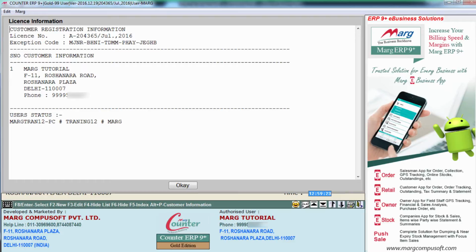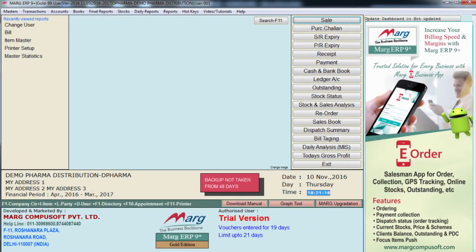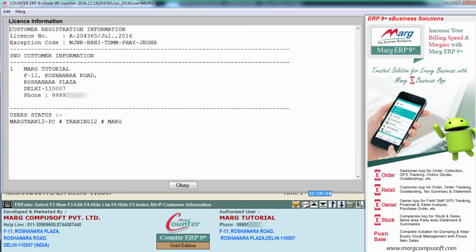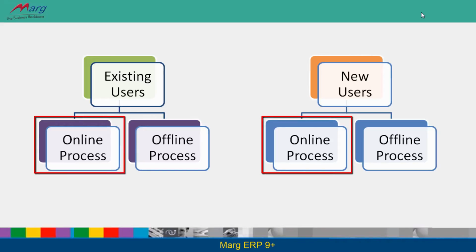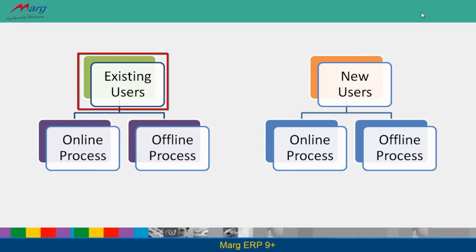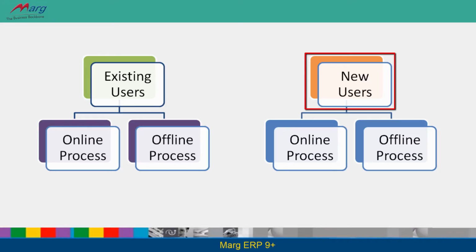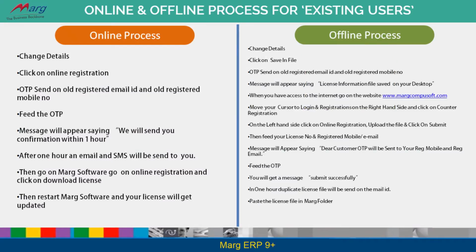And if you are a new user and your Mark software is running on trial basis, and if you want to register your Mark software with new license, so through online registration option, with one click, you can download new license and register your Mark software. Through this option, you can register in both ways, online and offline. And for existing users, online and offline process will be different, and for new users, online and offline process will be different. Here at the screen you can see the steps of online and offline process for existing users.